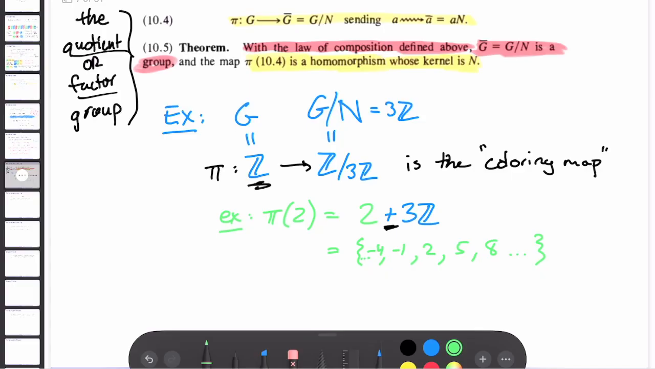And this is fully general, is the point. We've focused on this very specific example, but it works for any group.